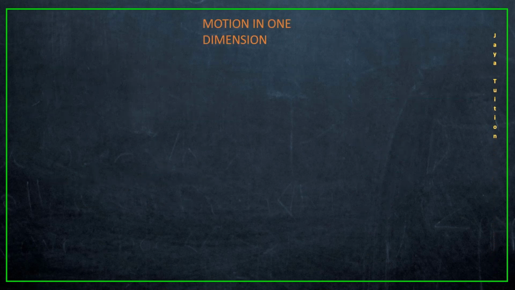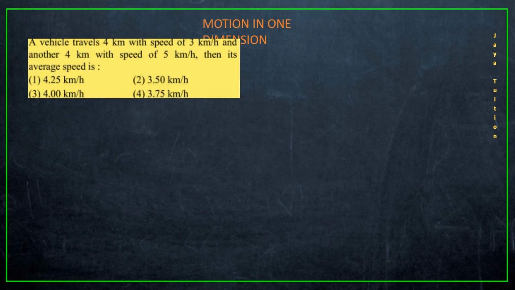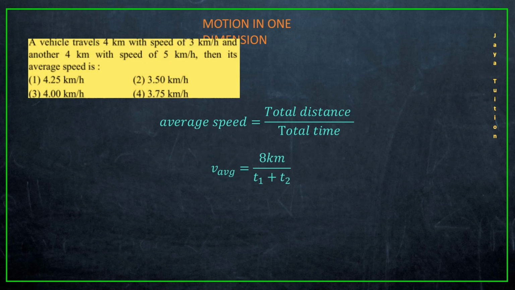In this question, we have to find the average speed. It is fairly straightforward. The vehicle travels 4 kilometers with speed of 3 km per hour and another 4 kilometers with speed of 5 km per hour. Need not try to change the units because the answers are given in kilometer per hour.